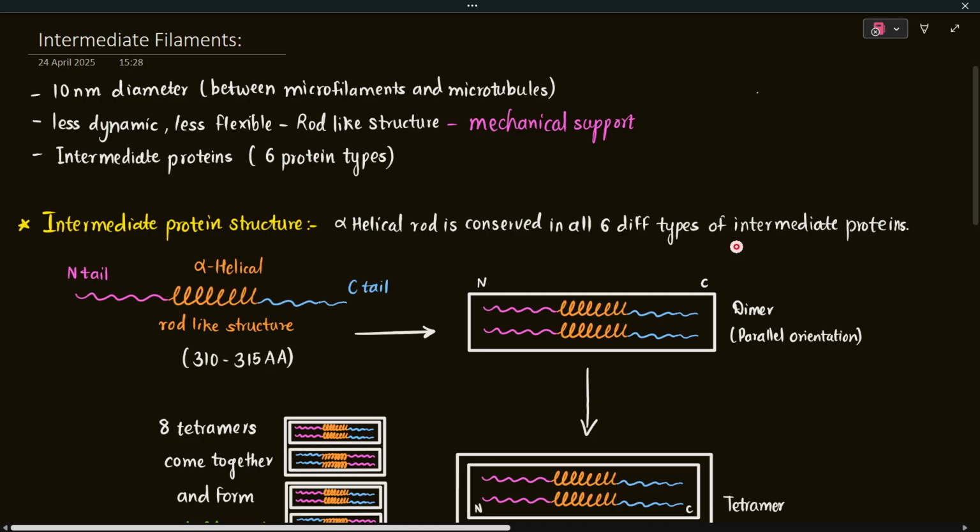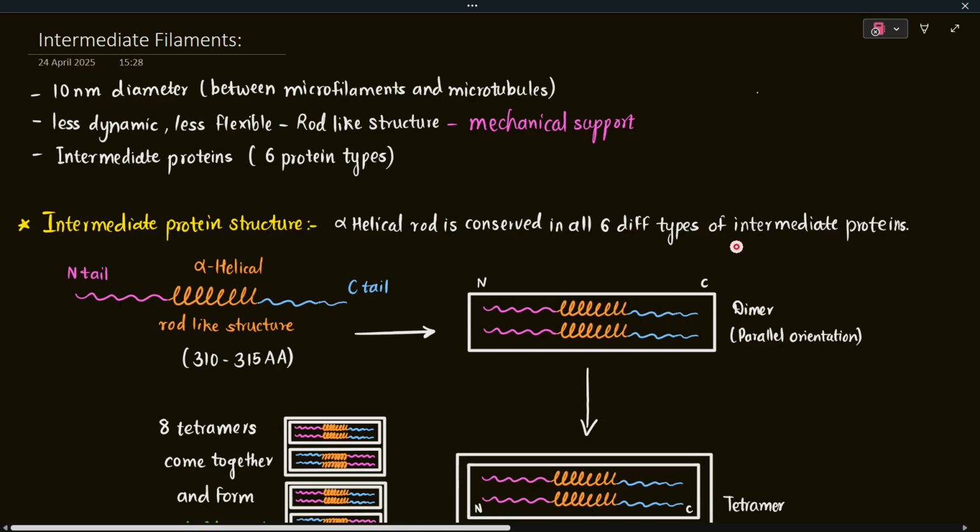So in the last class, we learned about actin filaments, which are also known as microfilaments. We were learning about different cytoskeletal filaments. We have already covered one of them, and now we are going to learn about intermediate filaments.